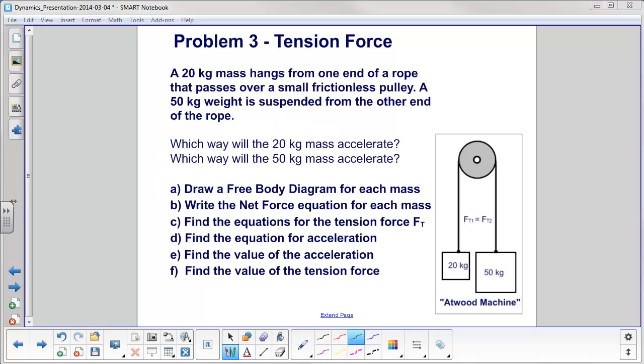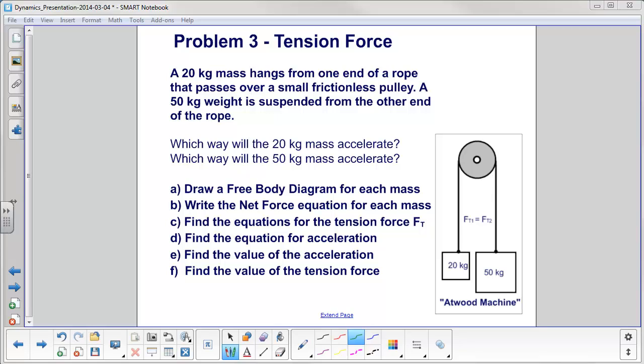Here's the problem that we'll be addressing. Problem 3, tension force. A 20 kilogram mass hangs from one end of a rope that passes over a small frictionless pulley. A 50 kilogram weight, over here, is suspended from the other end of the rope. First of all, let's determine which way the 20 kilogram mass and the 50 kilogram mass will accelerate.